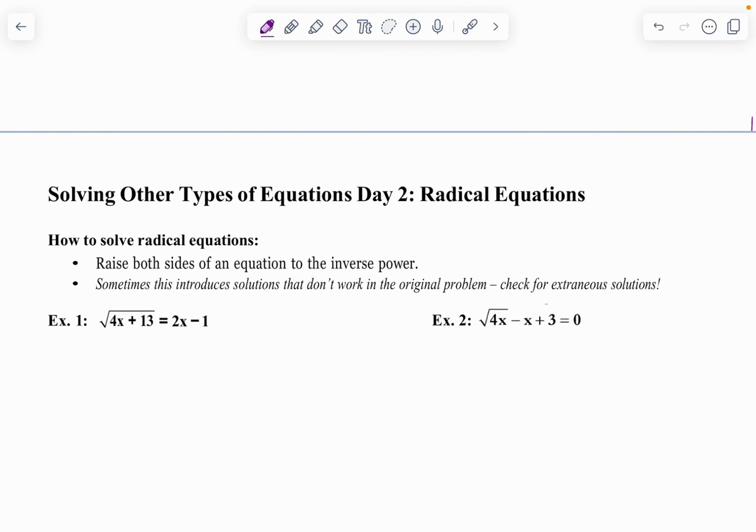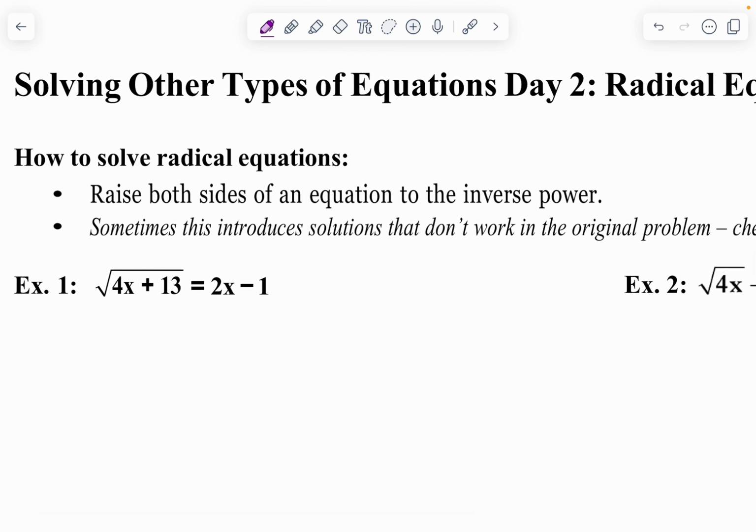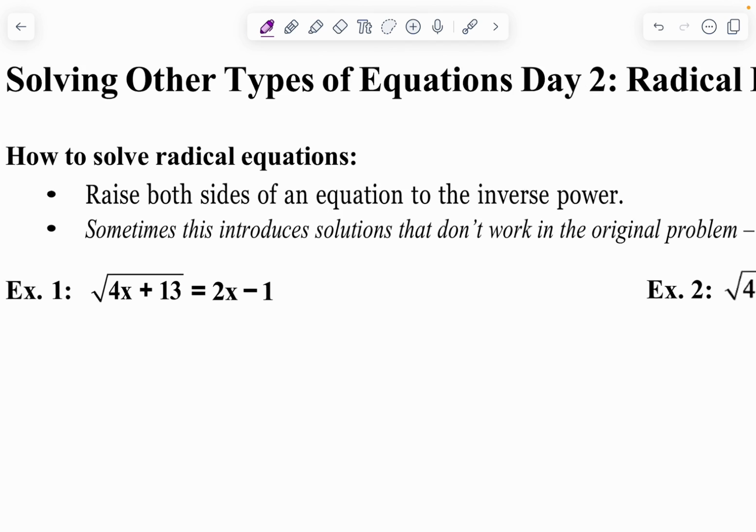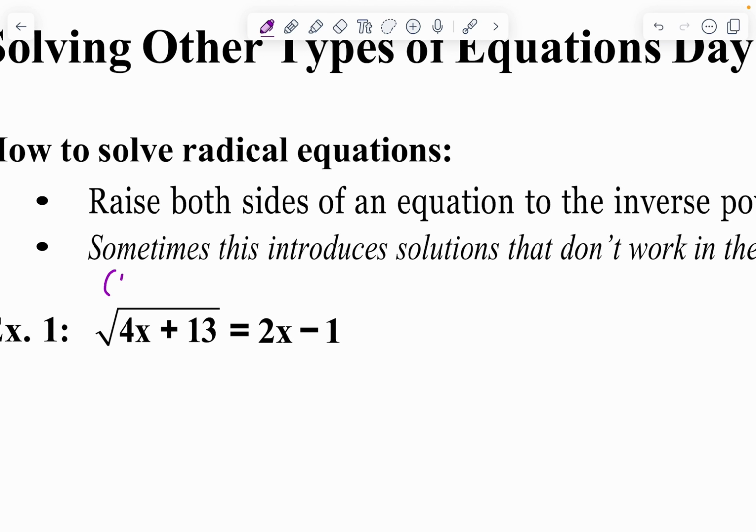Okay, so today we're going to talk about other types of equations, and those are going to be radical equations. So if we first look at this type of problem, number 1, we could rewrite this as 4x plus 13 to the 1/2 power. That's another way that we could write that.